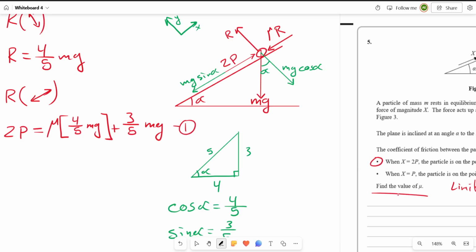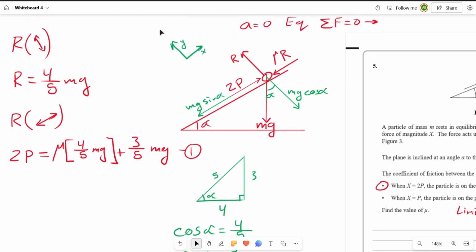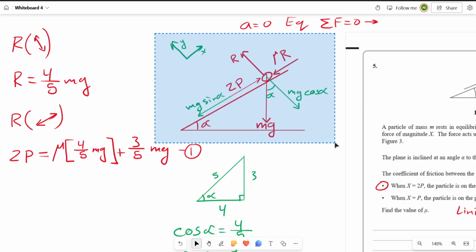The question wants me to find mu. So let's now think about the second part. Let's just copy this because we're going to need it.